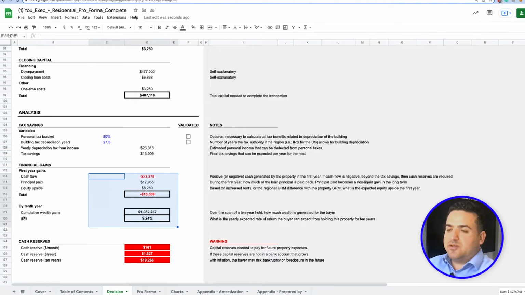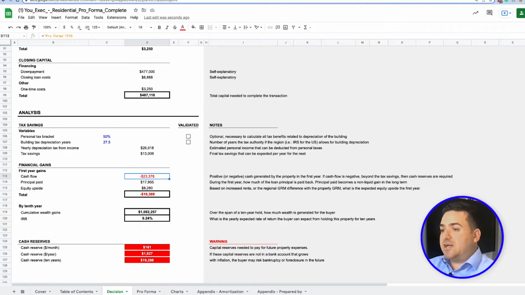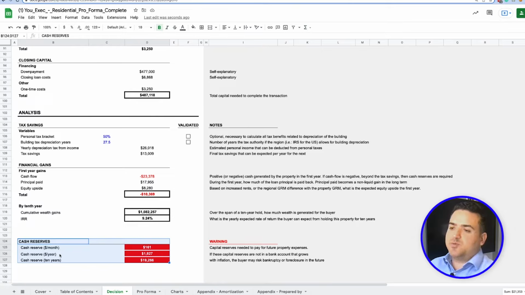Lastly, we have a summary section here, so you can see on the first year how much cash flow you're going to win or you're going to lose. In this particular example, I've put the data in such a way that you will have a negative cash flow, that ultimately is going to force you to have banking reserves so that you don't go bankrupt or foreclose the property. And this is a feature that we've added on this spreadsheet resource because we want to make sure that if you're buying a property that's cash flow negative, you understand the cash reserves that you must have.